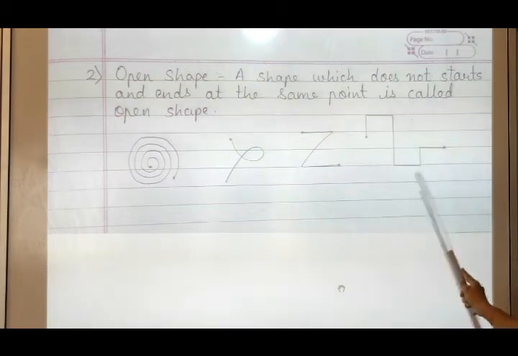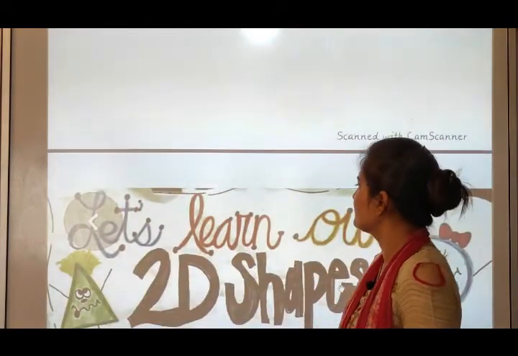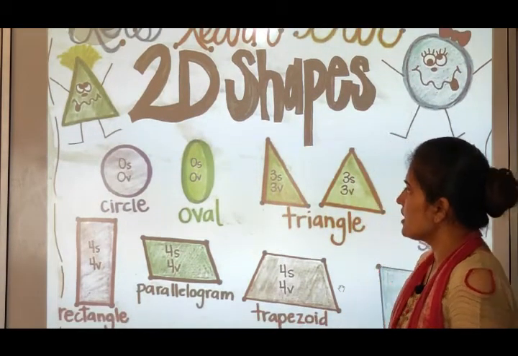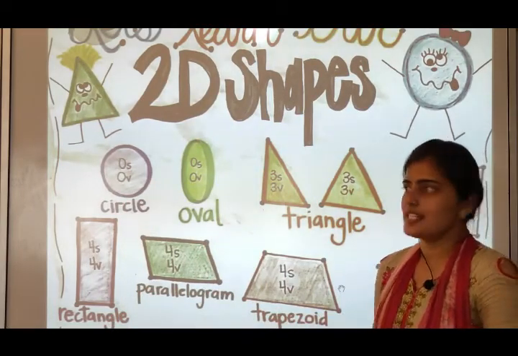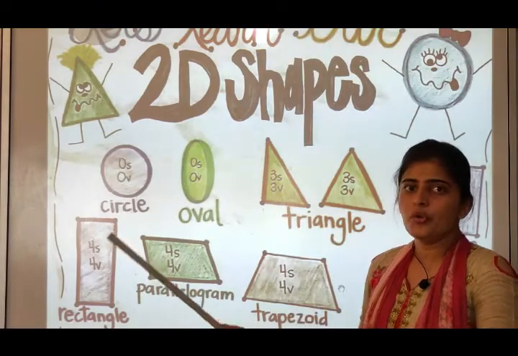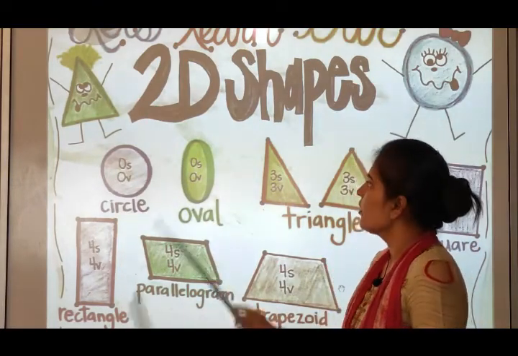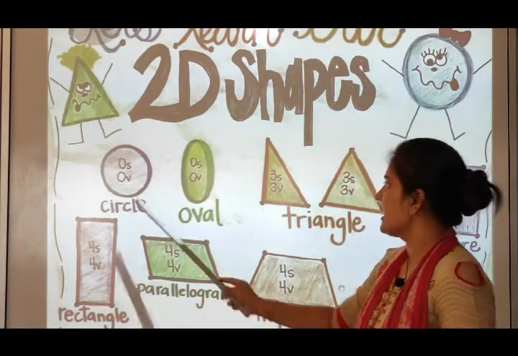Here another example is also there. Now let us see the next topic, that is 2D shapes. First is circle and an oval, which means they do not have any vertex. Here you can see no meeting point, that means they do not have any vertices or any sides. Circle does not have any side.